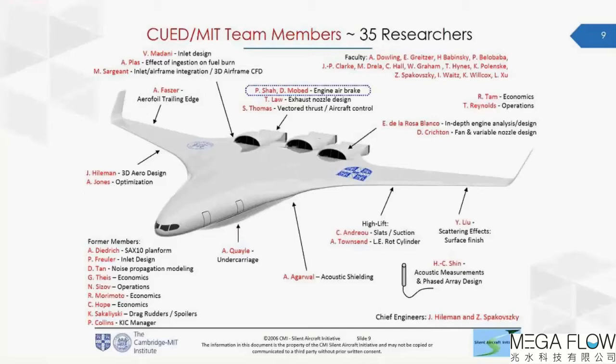So I borrowed a slide from charts related to my PhD research, and back in the 2006 timeframe, I was fortunate enough to participate in a multi-university, multidisciplinary collaboration called the Silent Aircraft Initiative. And as the slide shows, that research effort involved many dozens of researchers at MIT and Cambridge, and the goal of the project was to define what a functionally silent aircraft would look like, something that would be functionally inaudible around the perimeter of an airport. And the outcome was a hybrid wing-body aircraft that's pictured here.